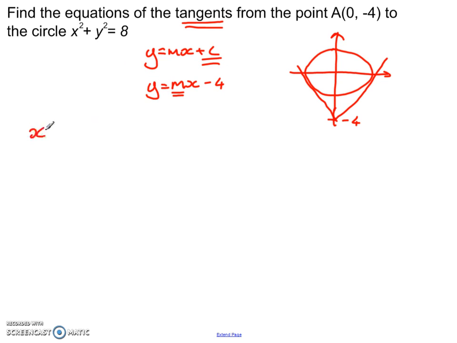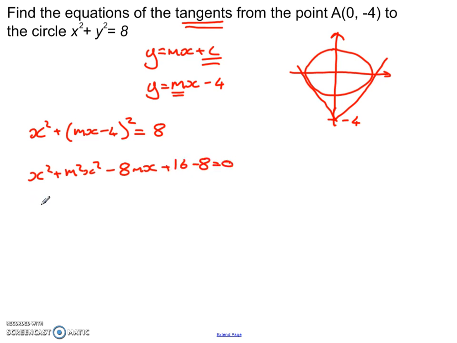So let's try that. I've then got x squared plus, put this in here for y, mx minus 4 all squared equals 8. Multiply out the bracket, I get x squared plus m squared x squared, take away 8mx, plus 16 minus 8 equals 0. So what I end up getting is (1 plus m squared) times x squared, take away 8mx, 16 take away 8, plus 8, and that equals 0.